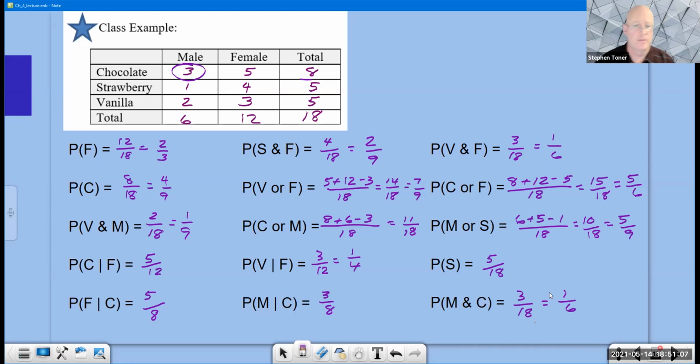The places where we tend to have the most mistakes are these conditional probability problems where you've got that bar saying given that, or the problems that have the or in it. We sometimes forget to do the subtraction. Those tend to be the bigger places where the mistakes occur.